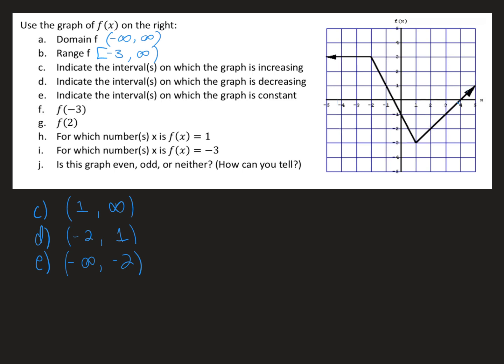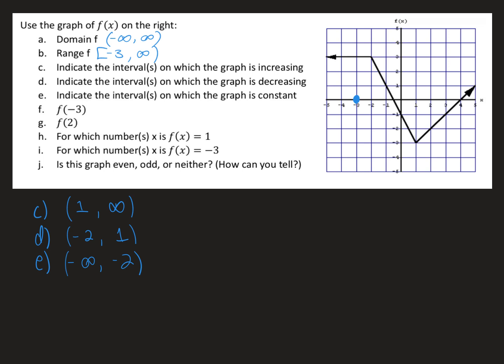Let's move on to parts F and G. Now, you know that, of course, x is what's normally in the set of parentheses here, but when it gets replaced with a number, that's the new x value. So x value here being -3, what you should be thinking is finding this number on the x-axis. So -3 on the x-axis right there.